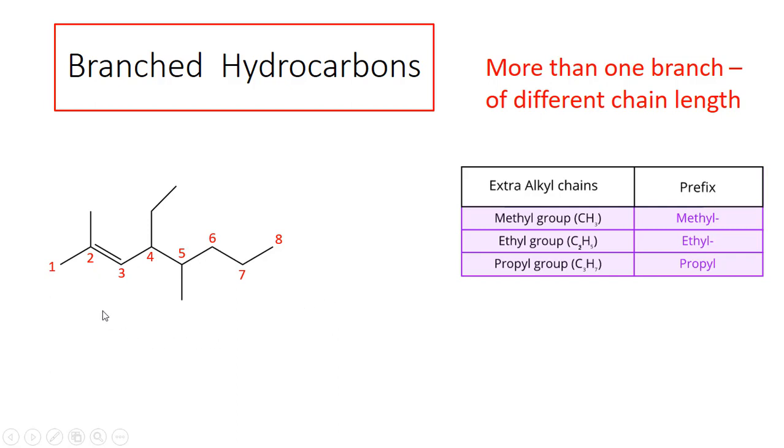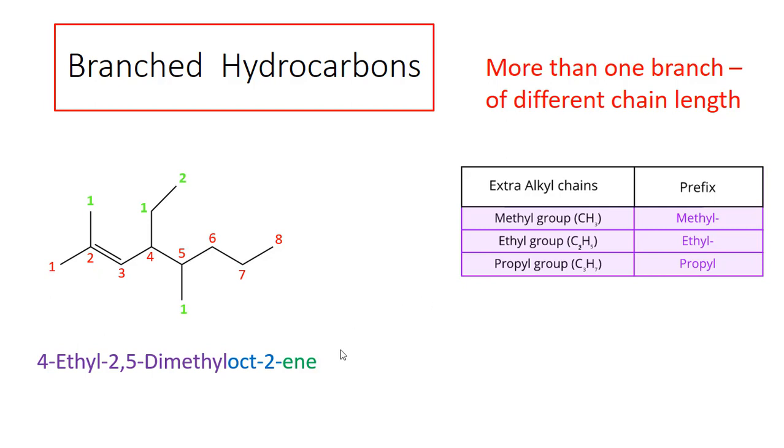Now looking at our branches, we have a methyl group on carbon 2, and a methyl group on carbon 5, and we also have an ethyl group on carbon 4. So we have different lengths of chains on our branched hydrocarbon. So revealing the name now, we have 4-ethyl 2,5-dimethyl oct-2-ene.